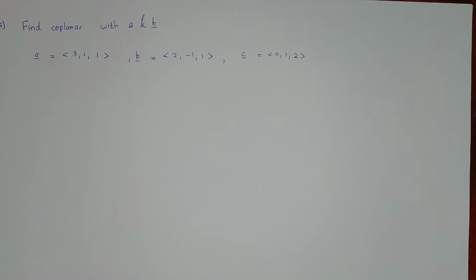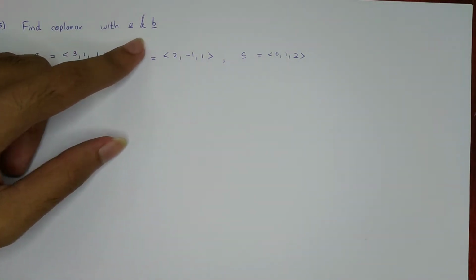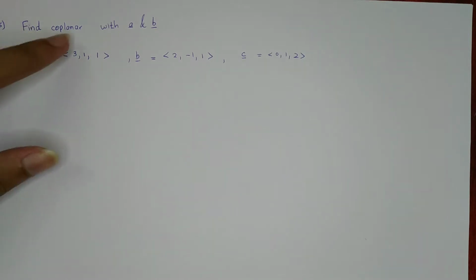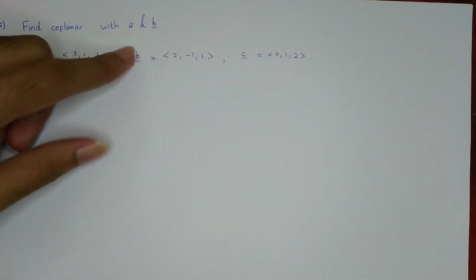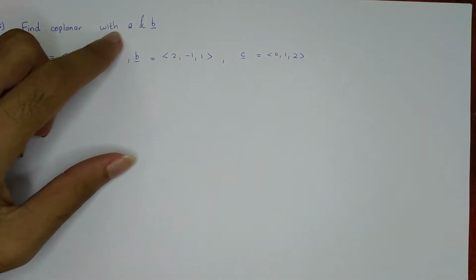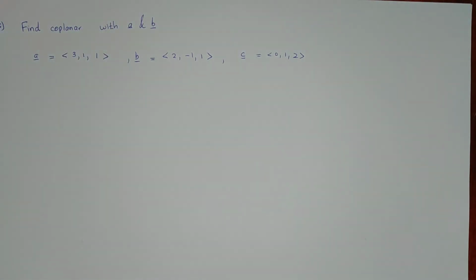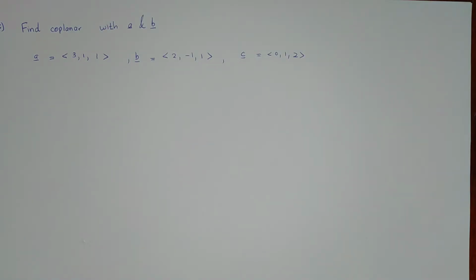So here they have given two vectors and they are asking us to find another coplanar vector, which means the vector lying on the same plane on which A and B lie. So we need to find the vector which is lying in the same plane where the A and B vectors are lying. But they have given another vector, C vector, 0, 1, 2.